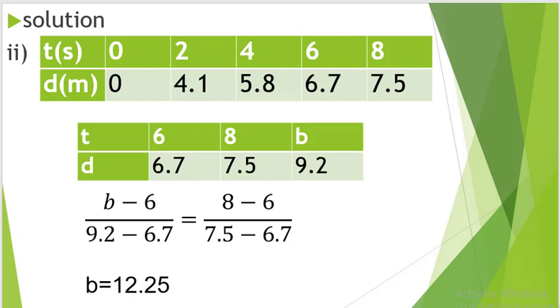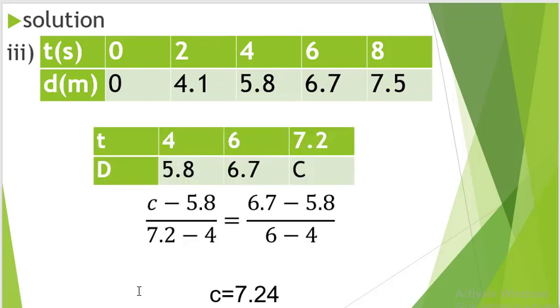Roman 2. I'll extract the same table and then locate also b. Now b, the t value corresponding to the d value 9.2, is also at the extreme this side. In the same way, we start with the gradient. But here I said, let us always endeavor to start with the unknown. That's why here I'm now using change in x. b minus 6 over 9.2 minus 6.7 is equal to 8 minus 6 over 7.5 minus 6.7. When you make b the subject, you come up with b equal to 12.25.